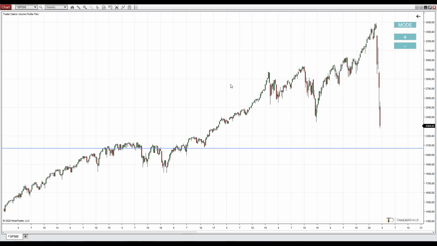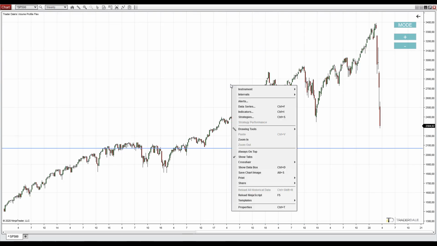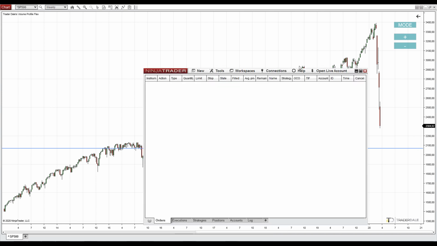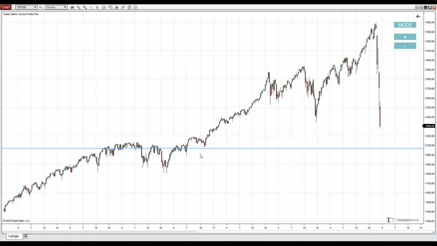So what I did now was I switched to end of day data. You do that when you go to the control center and connections. This is the Kinetick end of day, this is free end of day data. So I'll switch to this, and this is the SP500.